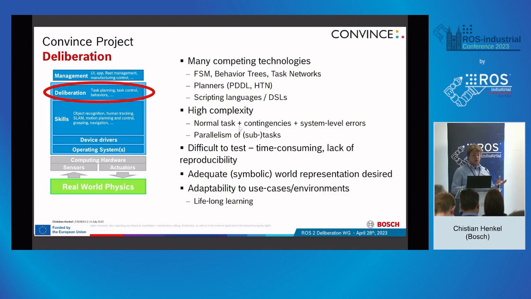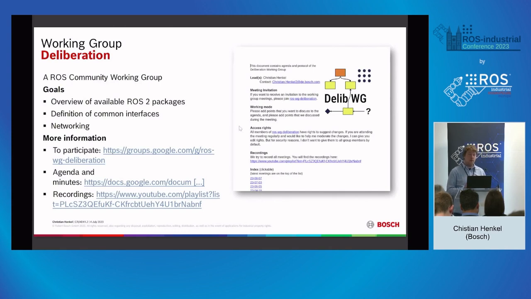And there are many different technologies out there. And to bring all of these technologies a little bit onto the same page, at least in the ROS context, we decided to start the Deliberation Working Group. It's a community working group in the ROS ecosystem, and we meet once a month, and the goal is, first of all, to give an overview of the available ROS packages, and in the mid to long term to maybe define a common interface between some of them.